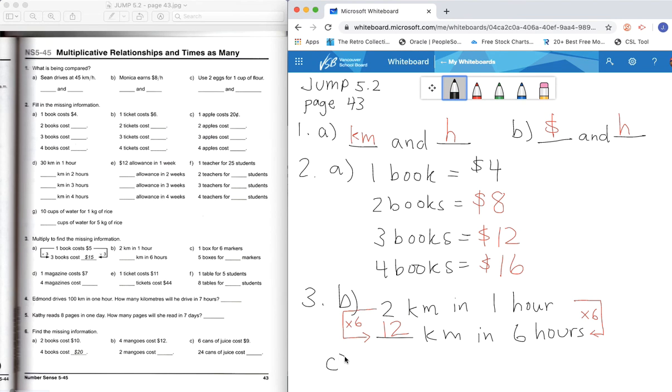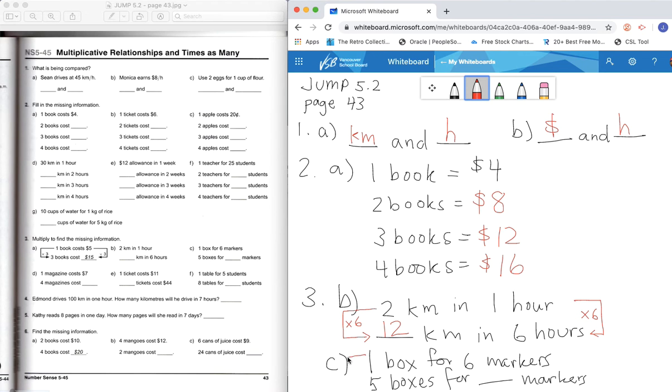Let's do one more. C, 1 box for 6 markers and 5 boxes for blank markers. Okay, so again, you're going to look at the 2 numbers here first. 1 times what gives you 5? 5 times 5. So that means 6 times 5 gives you what? 30. So you should have 30 markers.